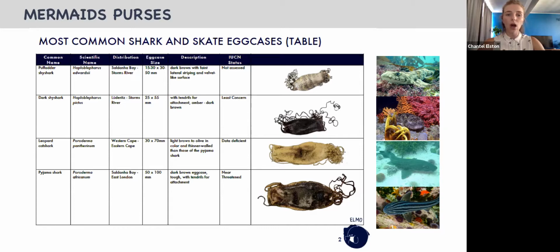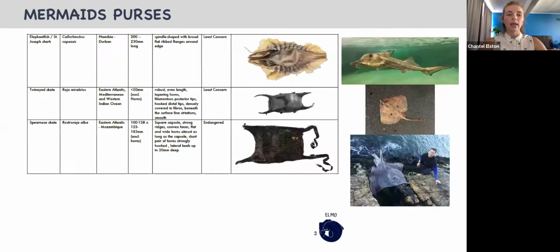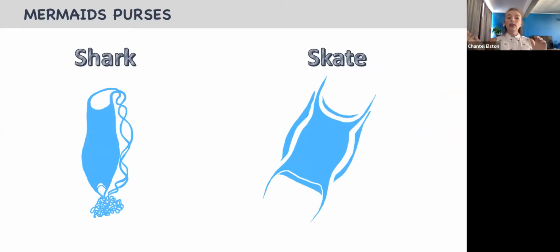So these are all of the shark ones we're going to go through. We're going to go through 4 different shark ones. And then we're actually going to go through 3 different skate ones. There's one that's not here, and then something special called a chimera, but we'll get into that in a little bit. So the first thing you need to figure out is whether it's a shark or a skate.